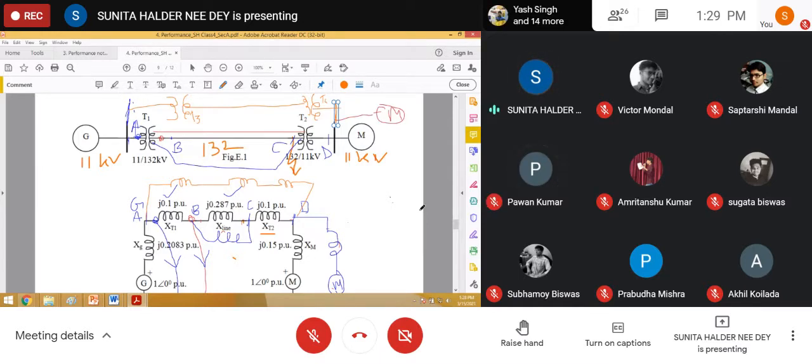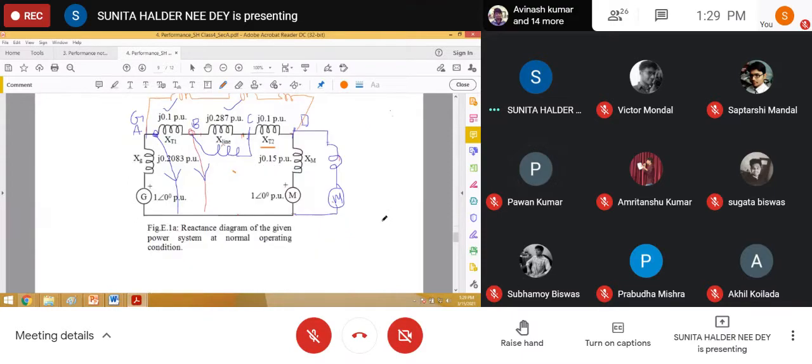Yes ma'am. So in this way, if you can convert everything in per unit, if you could follow the single line diagram, then there is no need to worry. You can draw for every power system. Okay.